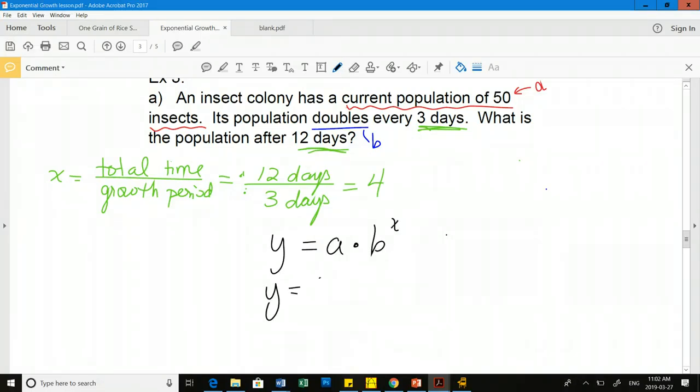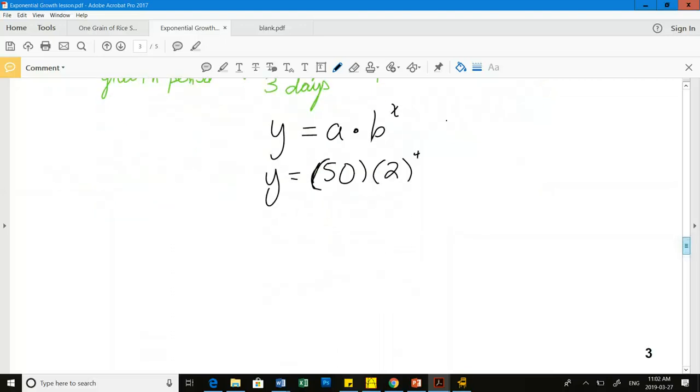We have an initial population of 50 insects. We are doubling, and our x value we calculated above was 4. Now please, guys, don't be the person that multiplies 50 by 2, okay? We want to do BEDMAS here, right? So we do 2 to the 4 and then multiply that by 50, okay? Don't do 50 times 2 and then put that to the exponent 4 because then you're violating BEDMAS rules, okay? Don't ever want to violate BEDMAS rules. So what should we get here?